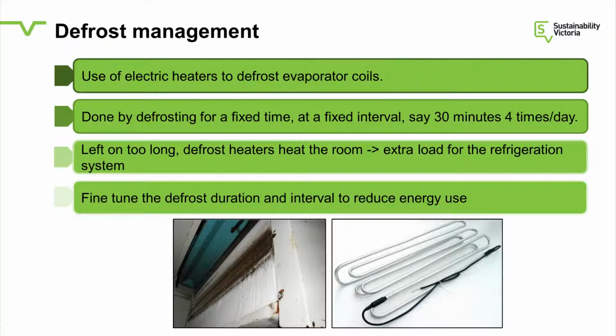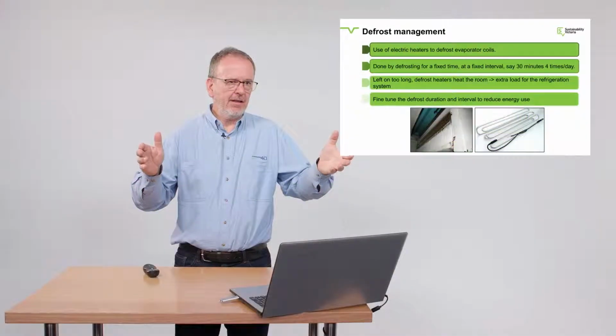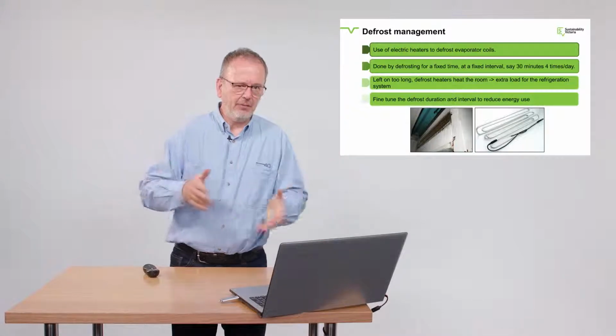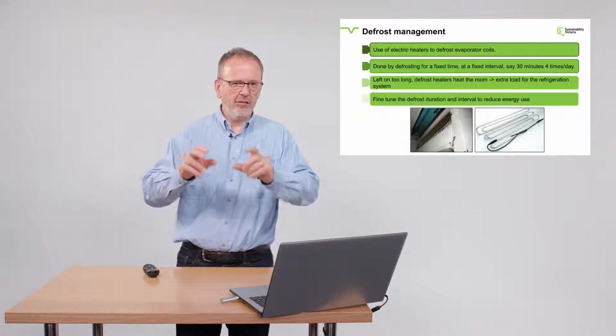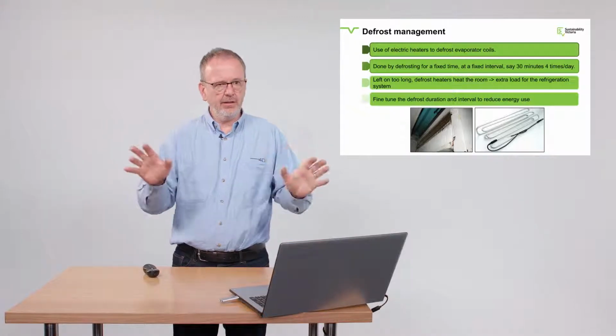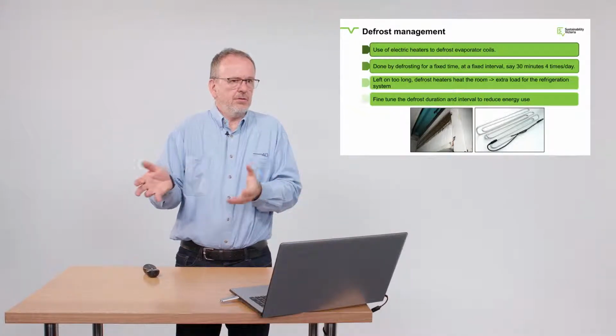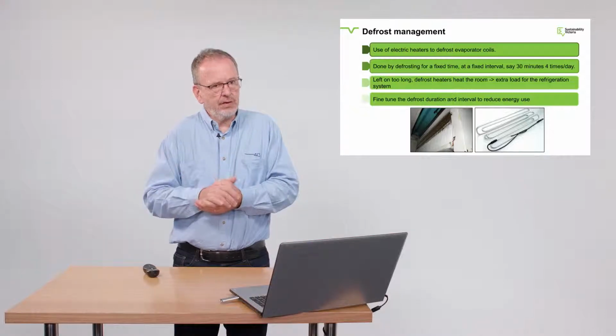So the default is industry standard. Default is 4 defrosts a day, every 4 hours for half an hour or for 20 minutes. And that's what most people do. They'll set it at half an hour, 4 times a day, and that's it. Now, is this enough? Is it too much? In most cases, it's in fact too much.